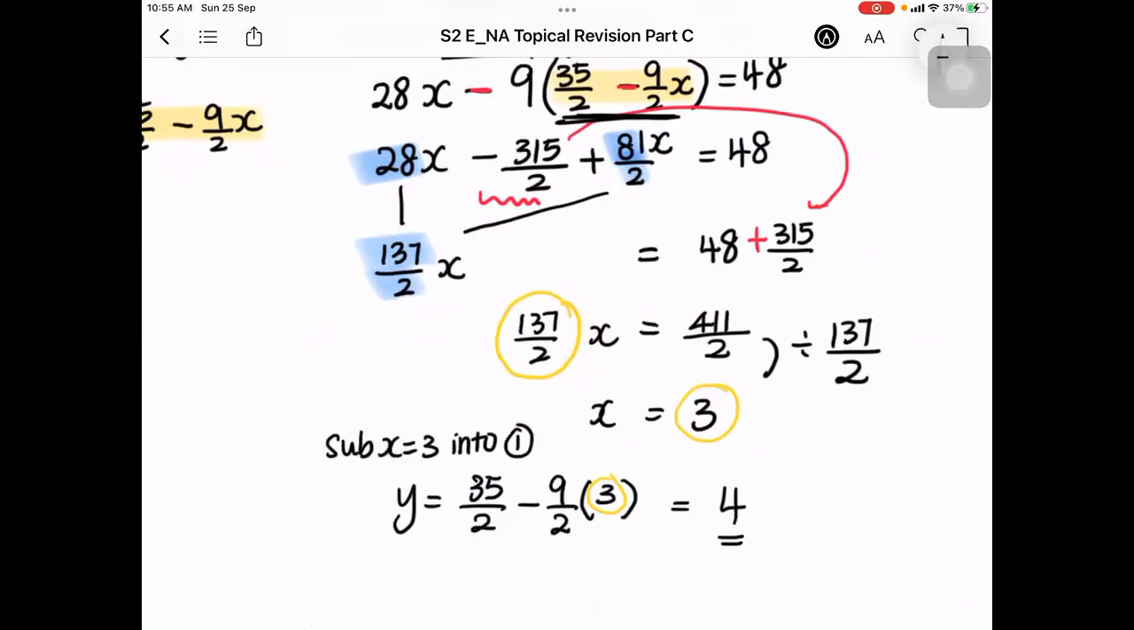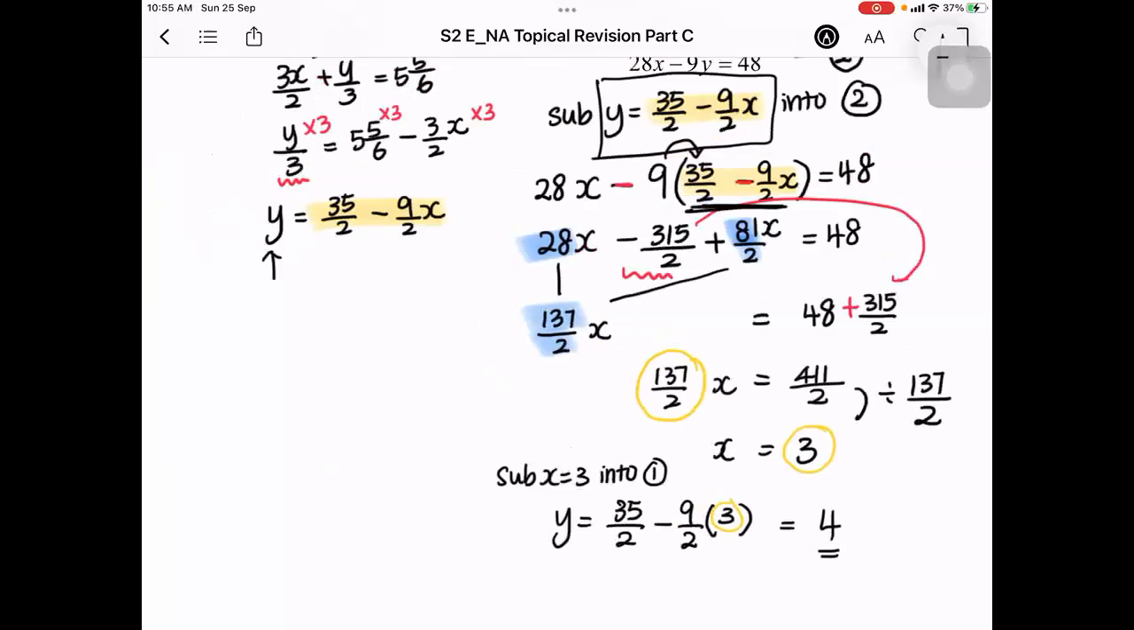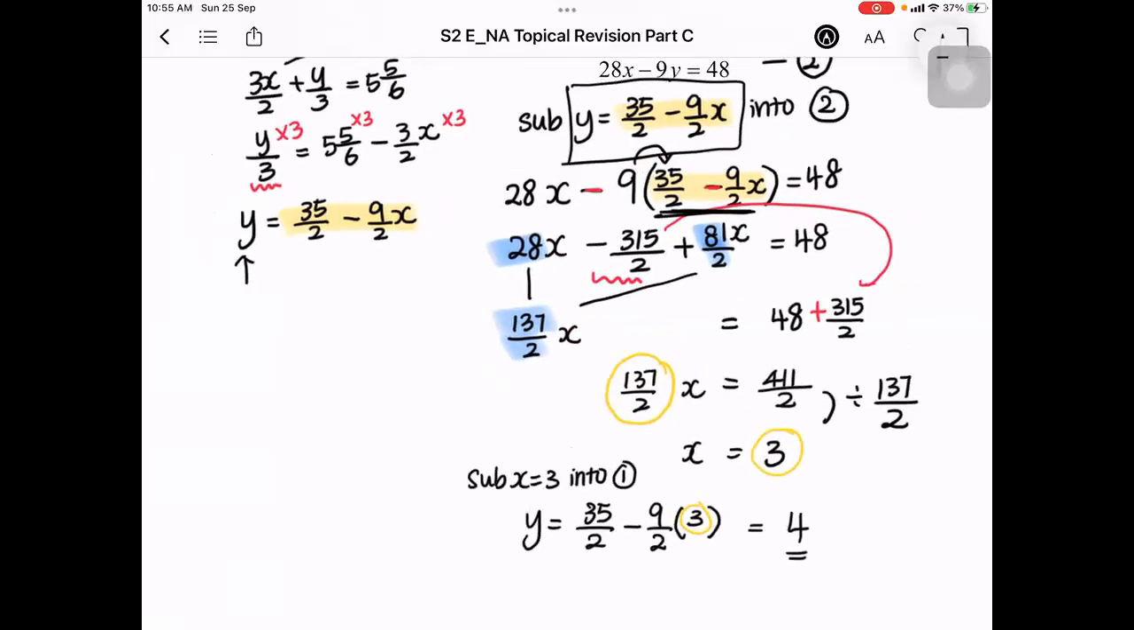Okay, so this method actually, it's not that it's not good. It's easy to remember. Make something the subject, substitute and substitute. But the problem is there will be a lot of fractions. So you must be very careful in your calculation.